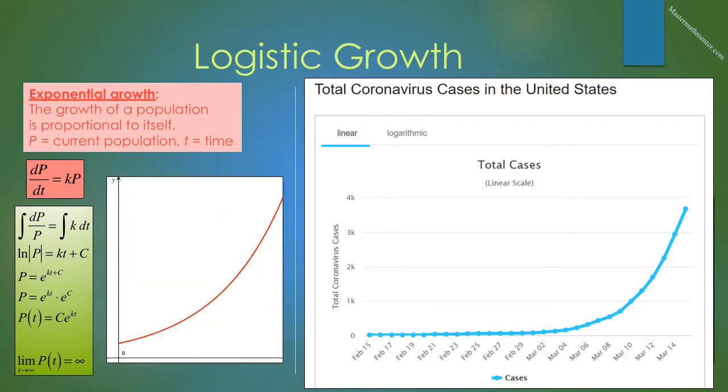The graph of the exponential growth curve is shown. How fast it rises is dependent upon the constant k. The greater k is, the faster the growth. If k is positive, then there's growth. If k is negative, then there is exponential decay. Assuming k is positive, the limit of P of t as t approaches infinity is infinity.